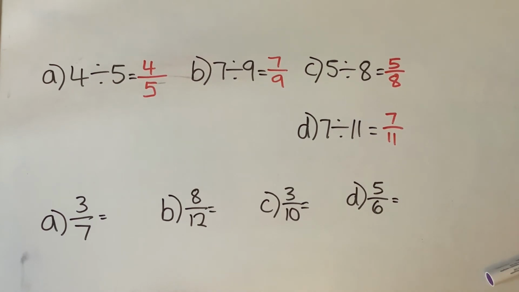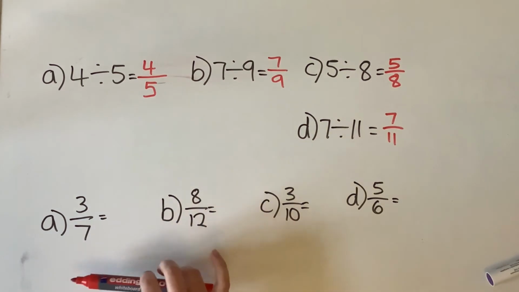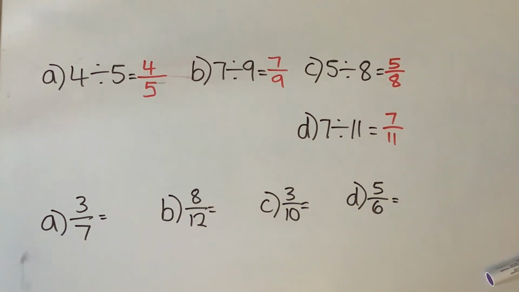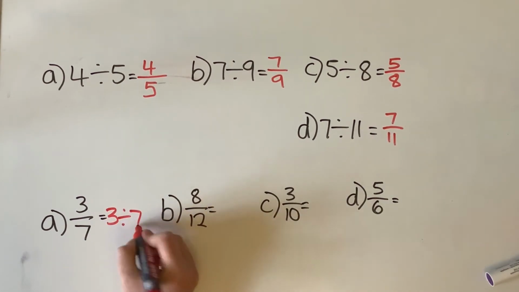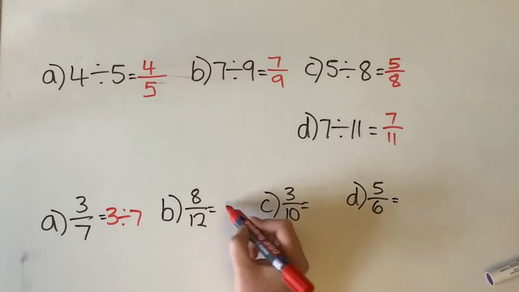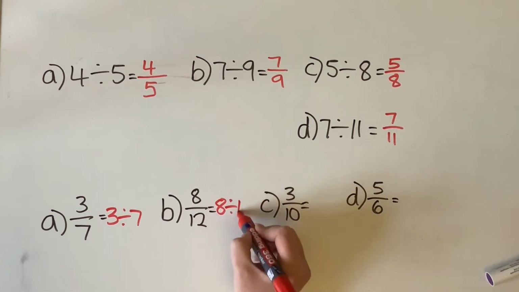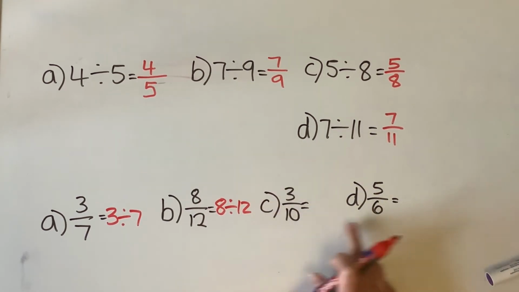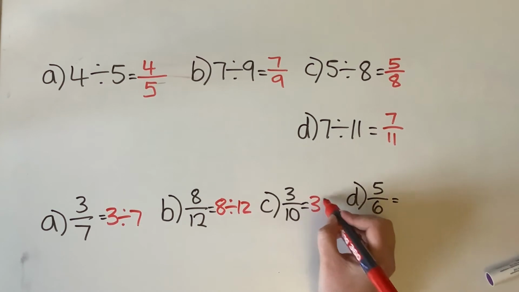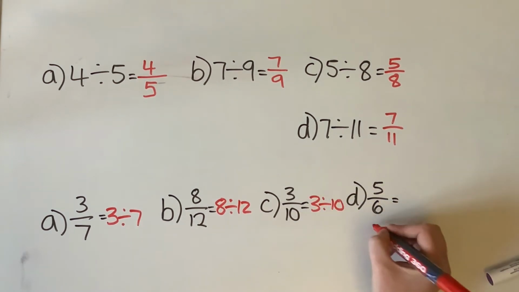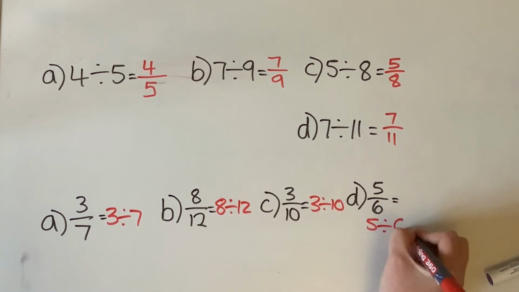And then likewise, as kind of the reverse, if we're given a fraction, we can also represent that as a division sentence. So 3/7 as a division sentence would be 3 divided by 7. 8/12 would be 8 divided by 12. Have a quick think, 3/10 and 5/6 as a division sentence, what would that be? It would be 3 divided by 10 and then 5 divided by 6.